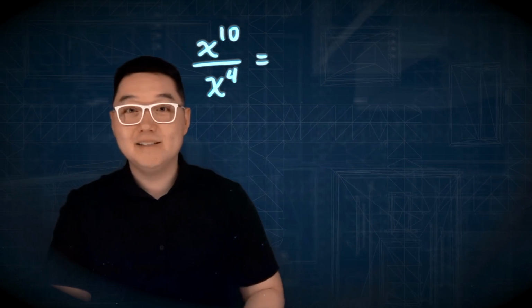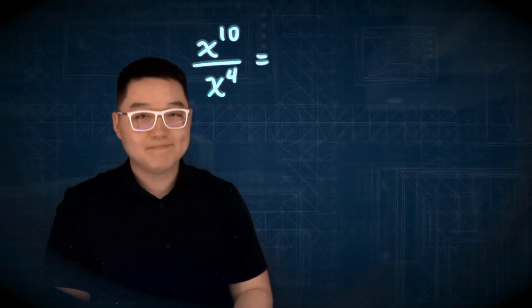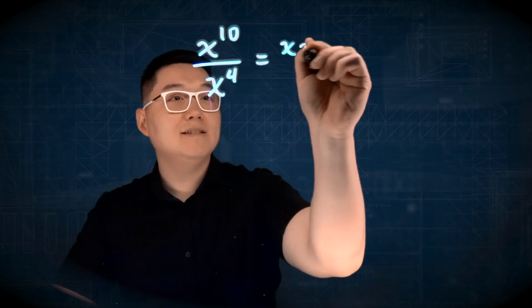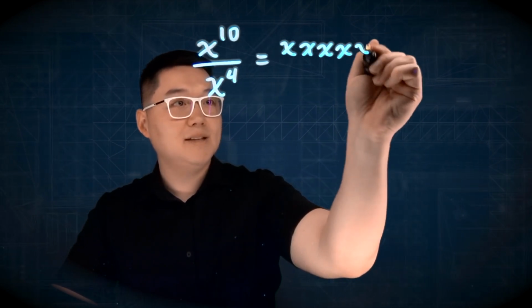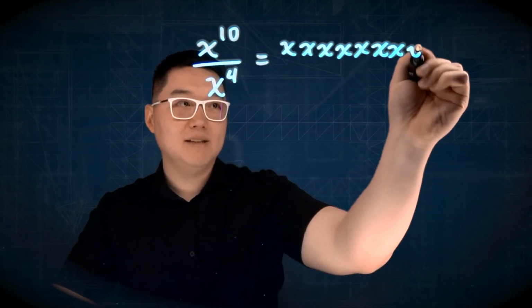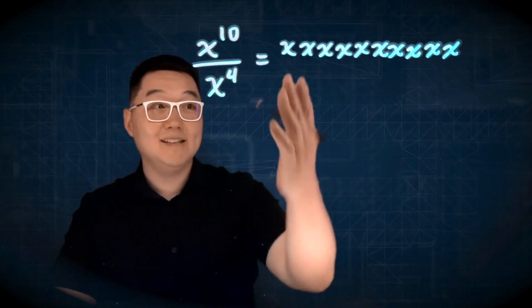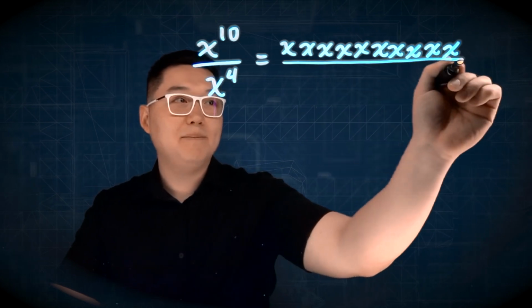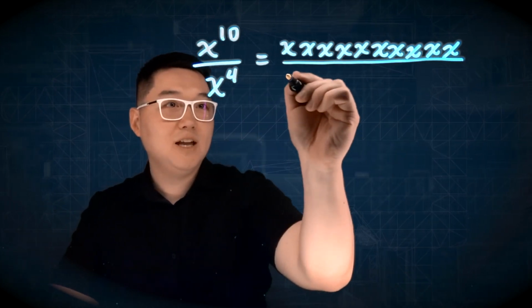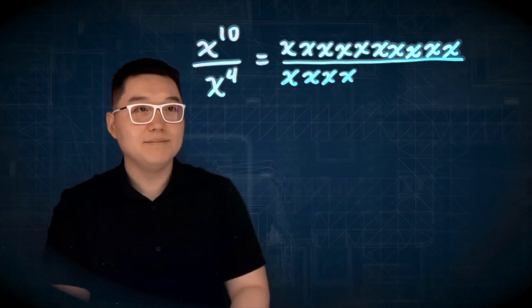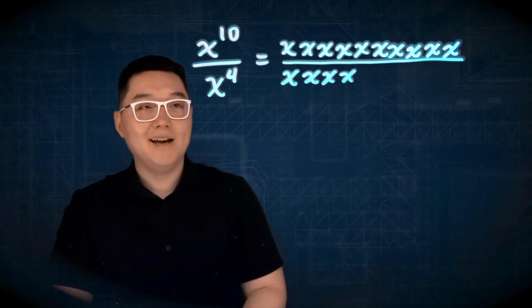Okay, so here's an example where we have x to the 10 divided by x to the fourth. So again, we're going to break this into pieces to see what we have left. x to the 10 can be written as x times x times x times x times x times x times x times x times x times x. There you go, 10 times. All divided by x to the fourth, which can be written as x times x times x times x. Cool. So now what do we have?